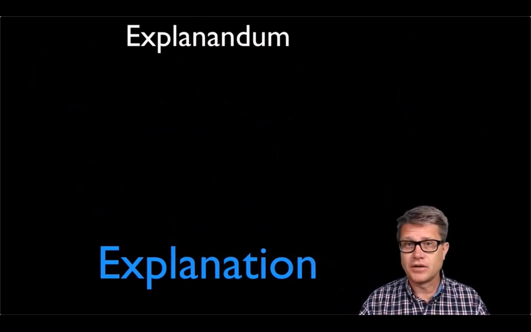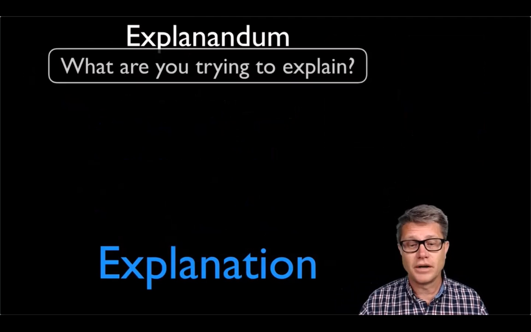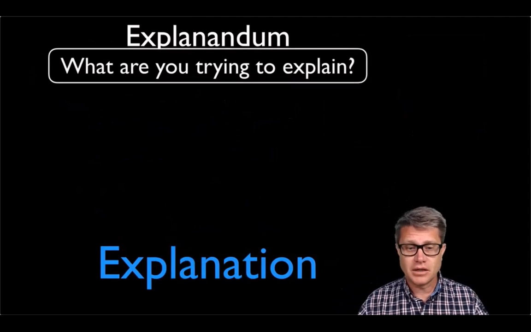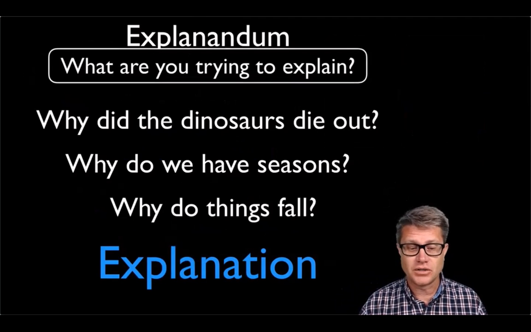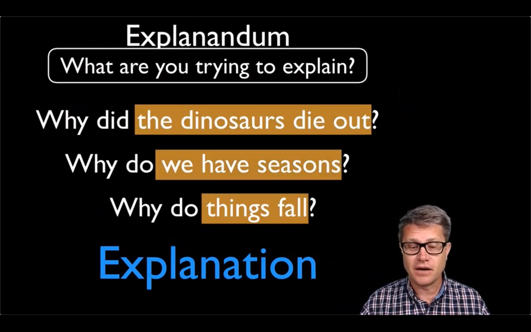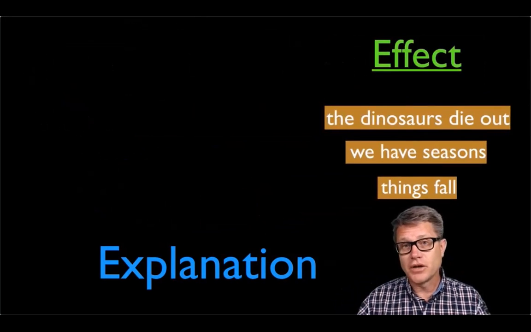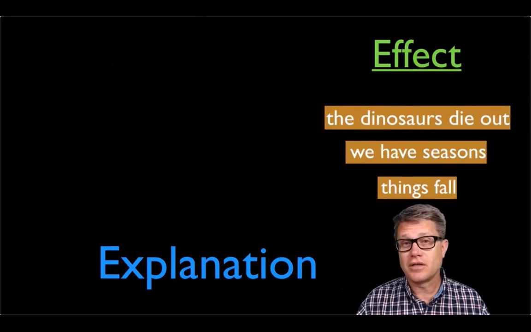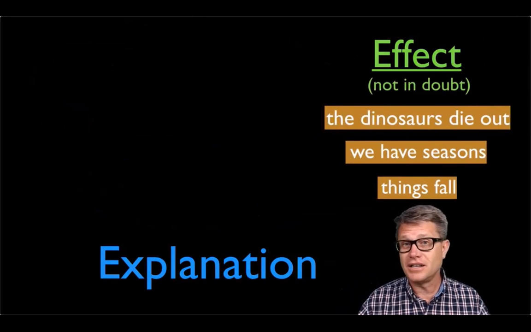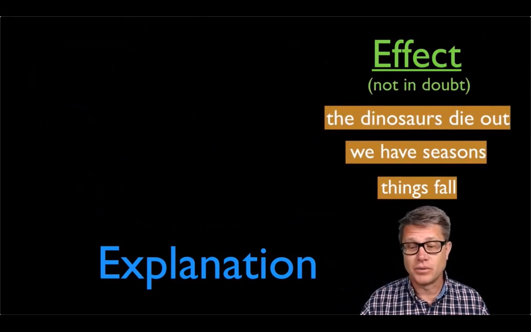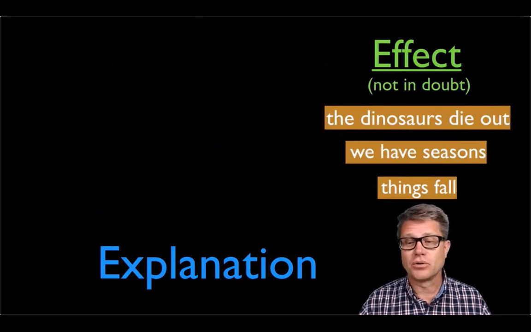Well, every explanation is going to have an explanandum, which is essentially what you're trying to explain. So if we look at these 3 questions, why did the dinosaurs die out? Why do we have seasons? And why do things fall? Each of them has an explanandum, which is that thing we're trying to explain. If we move those over to the right, we find that those are the effects, and those are not in doubt. No one doubts that we have seasons or things fall, or if we ignore birds, that dinosaurs died out.